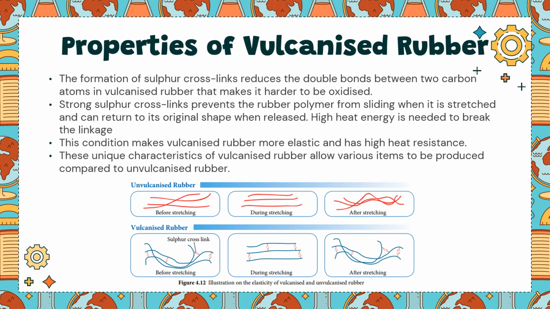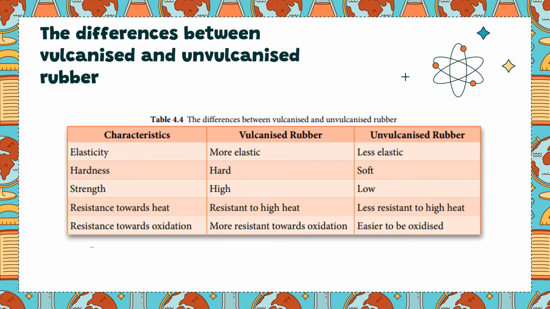This condition makes vulcanized rubber more elastic and gives it high heat resistance. This unique characteristic of vulcanized rubber allows various items to be produced compared to unvulcanized rubber. As we can see here, for unvulcanized rubber, the original shape is broken. But for vulcanized rubber, the original shape can be restored. This is the difference between vulcanized and unvulcanized rubber, as you can see here.